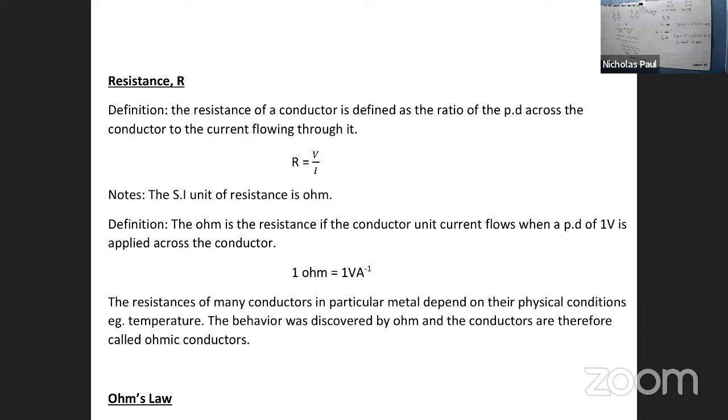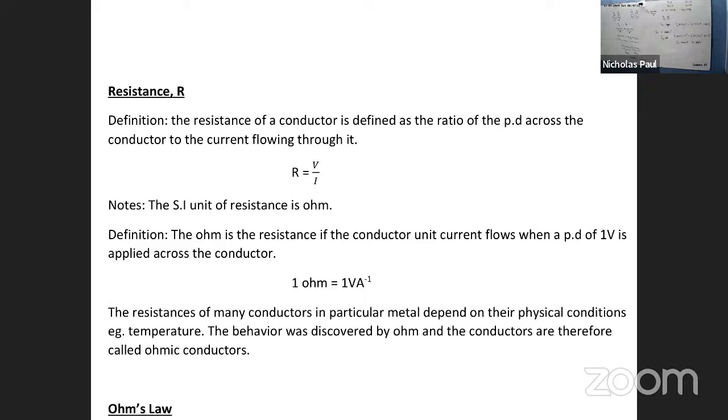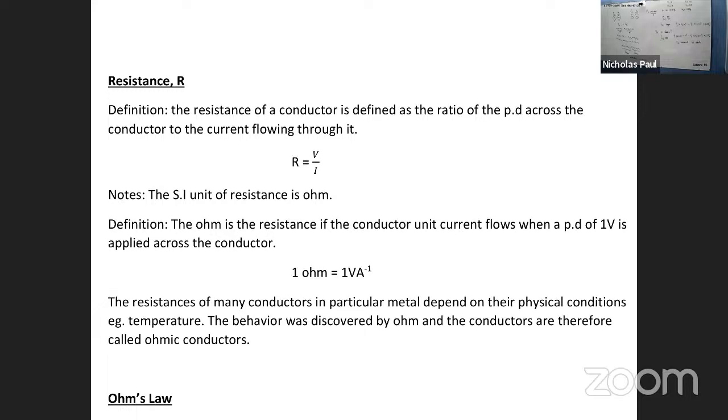Right, resistance. The resistance of a conductor is defined as the ratio of the PD across the conductor to the current flowing. So we know R is equal to V over I, or V is equal to IR. The SI unit is the ohm. The ohm is the resistance of the conductor, and they gave you the definition here.